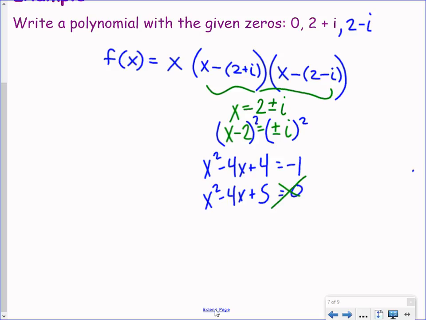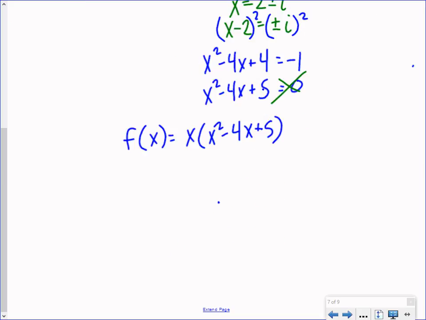Okay. So these two factors multiply, distribute to get us this quadratic. We still have to do what to get our final polynomial? Multiply it by the x. Okay, so we're saying f of x is really equal to x times x squared minus 4x plus 5. Okay. So f of x is equal to x cubed minus 4x squared plus 5x.